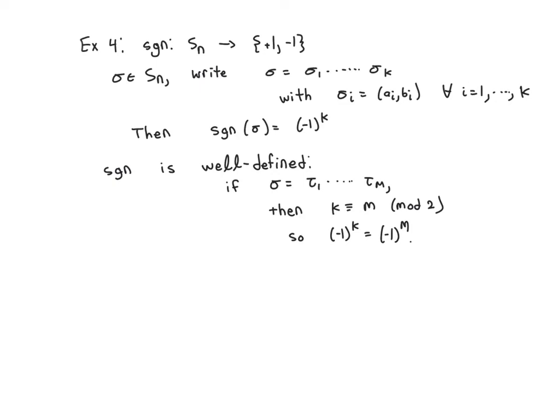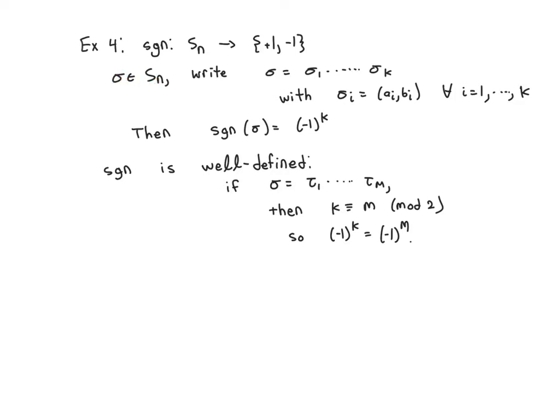Here is one final example of a homomorphism involving groups from this course. Let's take one involving the symmetric group. It's going to take on values either 1 or -1. This one's going to be a little more complicated.